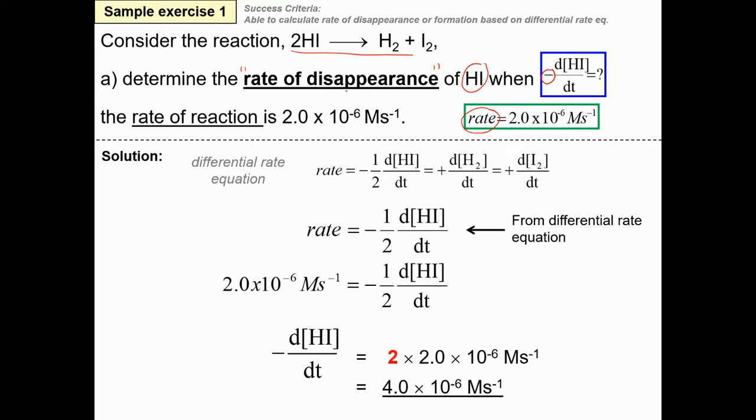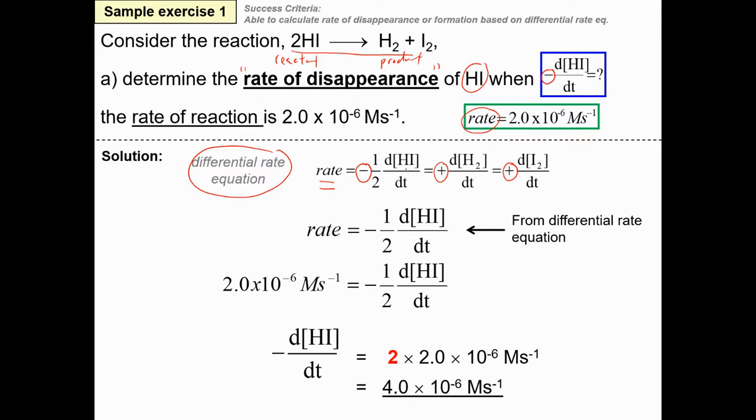Okay, so in order to find the rate of disappearance, first I will start off with the differential rate equation. Remember, when we want to write the differential rate equation, write down the word rate first. After that we start with the reactant. The reactant we have is hydrogen iodide. But hydrogen iodide is a reactant, so we must put negative. Then after that we go to the product. The products we have are hydrogen and iodine. And remember, hydrogen and iodine are products, so they are formed, so we put positive.